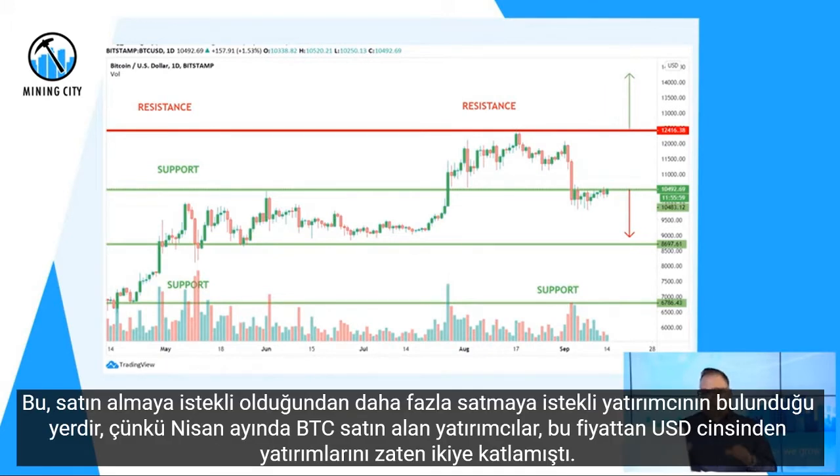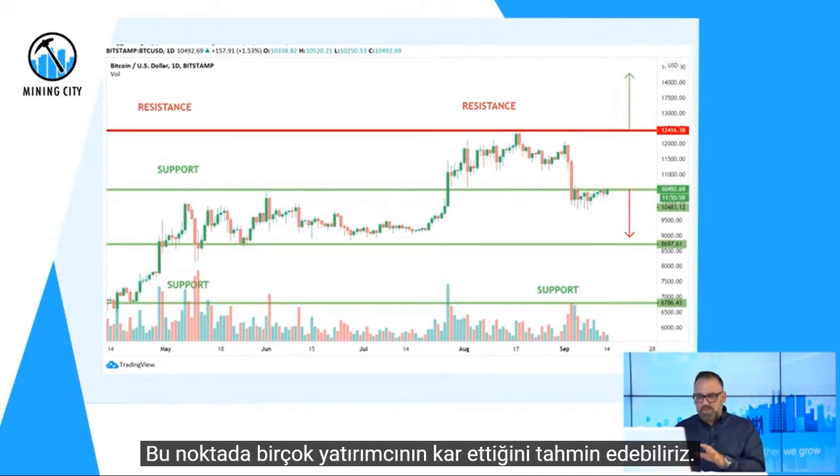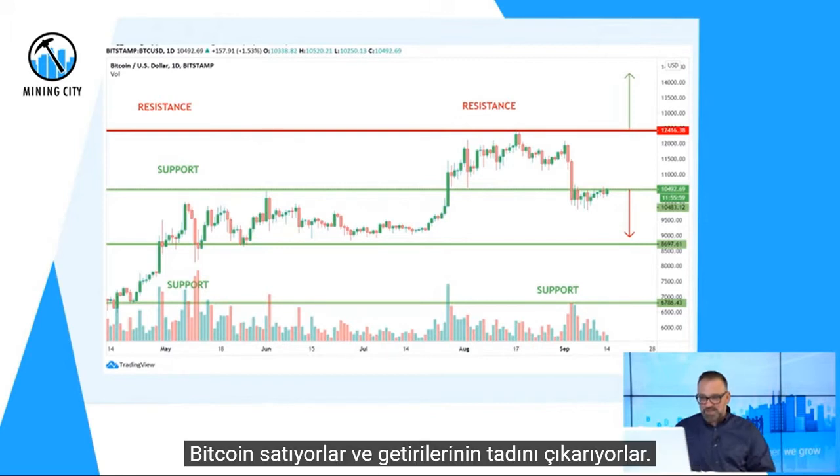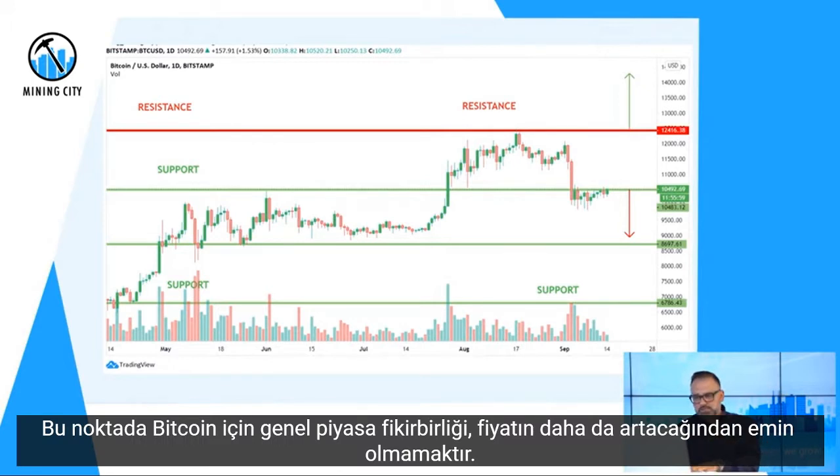This is where there are more traders who are willing to sell than there are those who are willing to buy. Mostly because those traders who bought Bitcoin in April had already doubled their investments in dollars at this price. So we can speculate that many traders have made a profit at this very point. They will sell Bitcoin and enjoy the returns. The general market consensus for Bitcoin at this point in time is that it's not confident that the price will rise further.